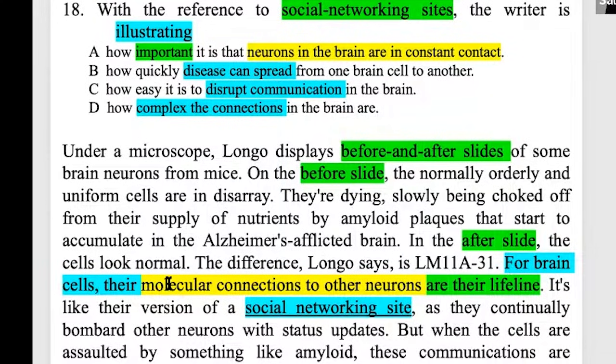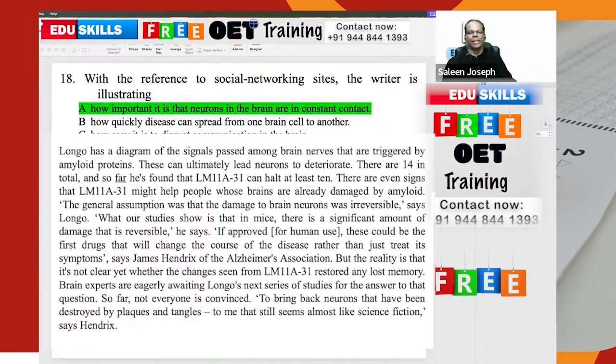For brain cells, their molecular connection to their neurons are their lifeline. See, neurons in the brain are in constant contact, molecular connection to other neurons. Are their lifeline means important, essential and very important. See how beautifully it is written. So you need not read all these things. Hope it is clear. So the answer is option A.